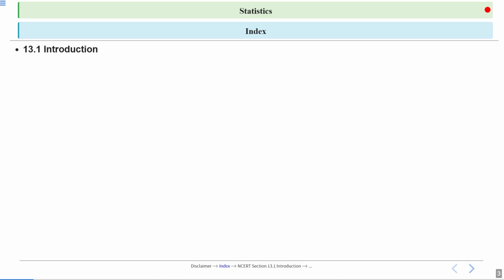So we will start with an introduction to the topic statistics. Here we understand how data is collected, analyzed, and interpreted. Statistics is a crucial topic because it helps us make informed decisions based on data.